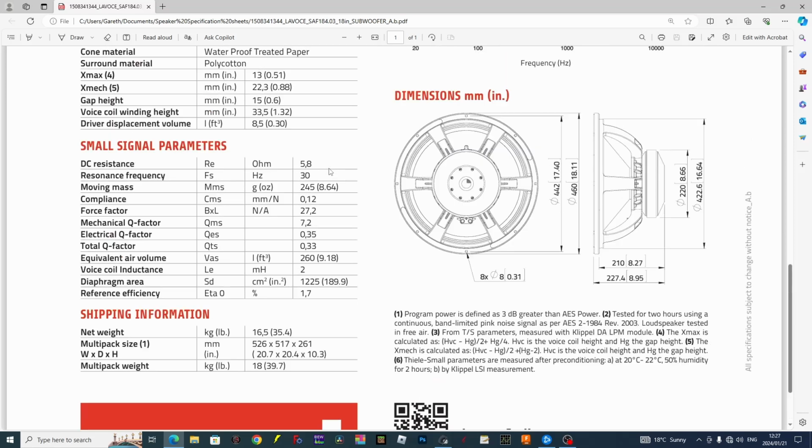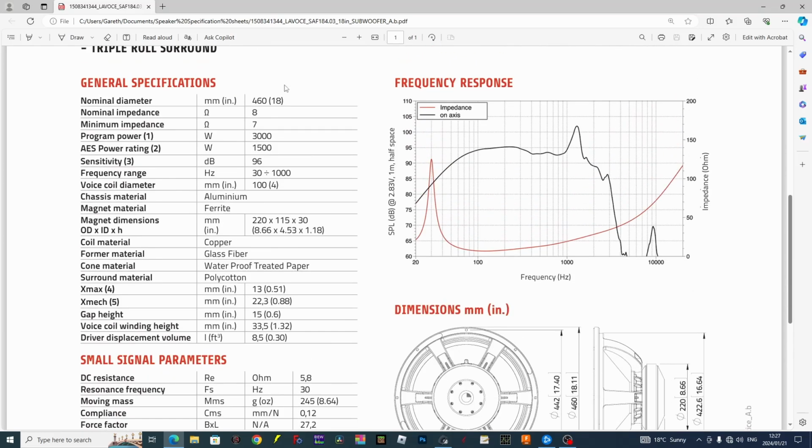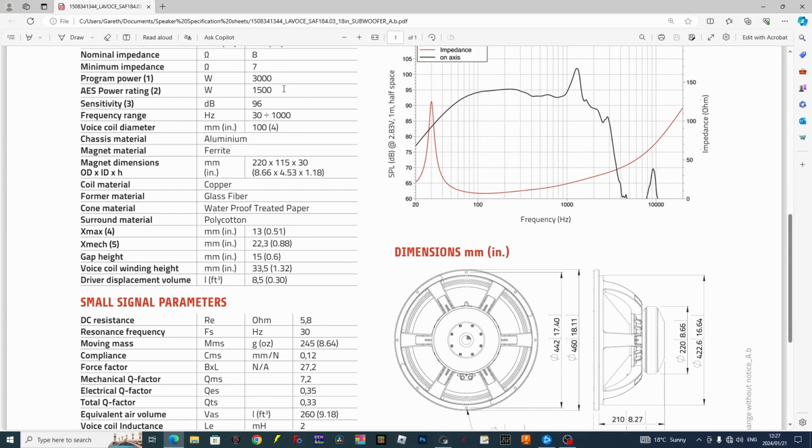Lots of power handling available to us with this particular driver, with a program power rating of 3000 watts, which is pretty incredible. It's a lot of power, guys. I promise you, if you want to do 10 dBs worth of headroom, you're talking a 20,000 watt amplifier. So again, just like the DS115, which is rated at 1700 watts AES, a lot of power. You need some big horses to back these drivers up and actually drive them to their full potential.